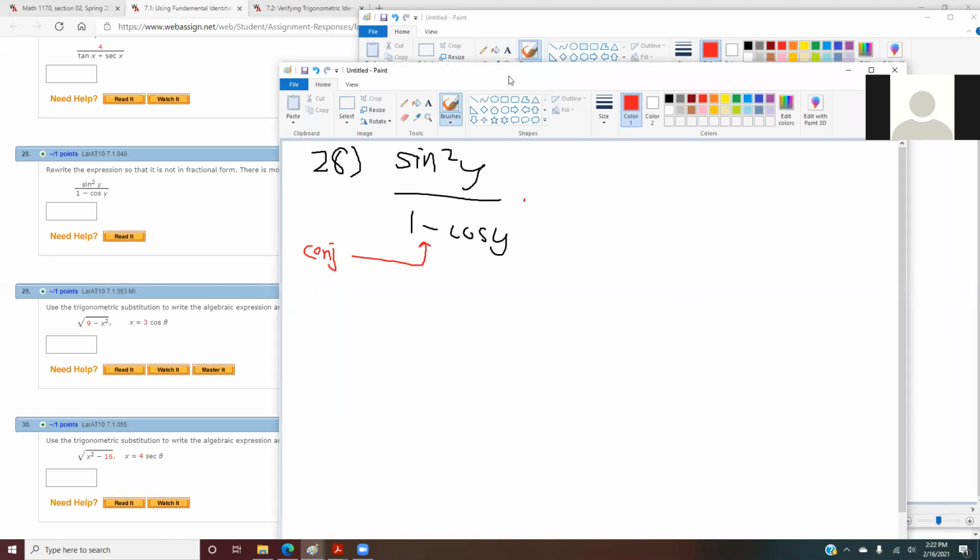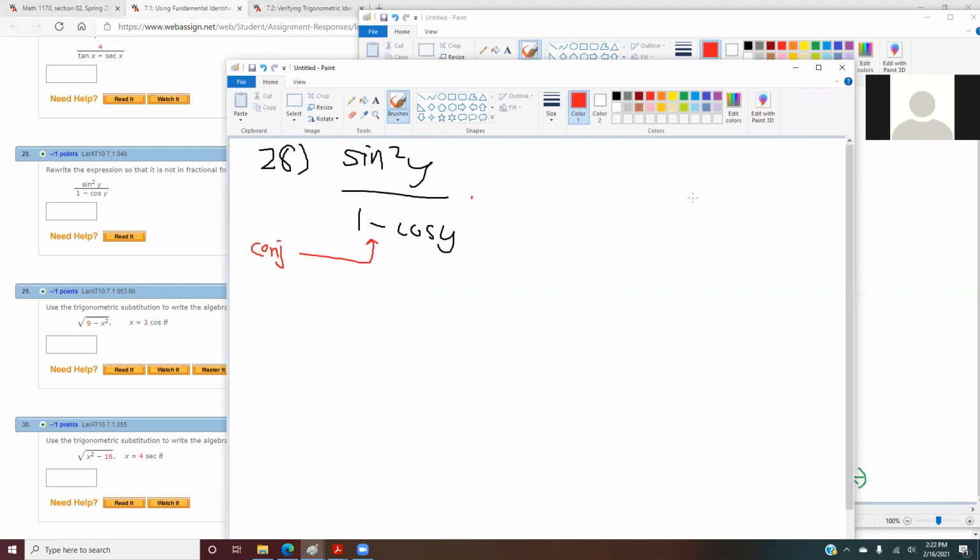Anyone? Conjugate? What does conjugate stand for? You learned this in college algebra. Isn't it the opposite? Yes. So what is the conjugate of 1 minus cosine y? 1 minus cosine y, what is the conjugate? Oh, 1 plus? Yes, change the sign, 1 plus.